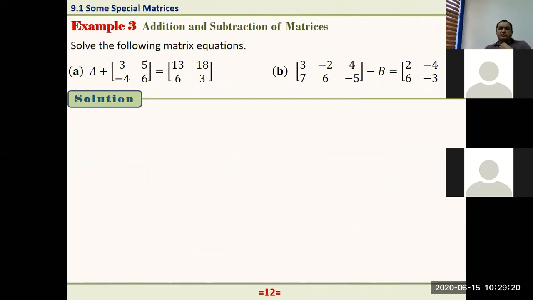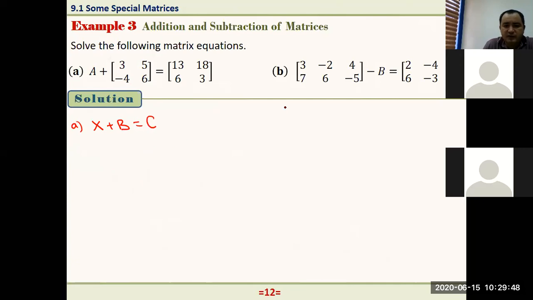Addition and subtraction of matrices, 2 more examples. So here we need to find matrix A. Here we are given matrix A. If I add this matrix to matrix A, we get this matrix, right? It is like here, let me just say that this one is our unknown matrix. Let's say here we have X, and here we are given known matrix B. Here we are given matrix C.